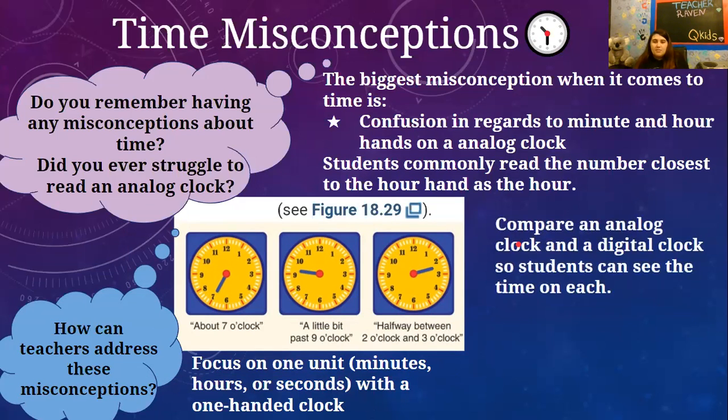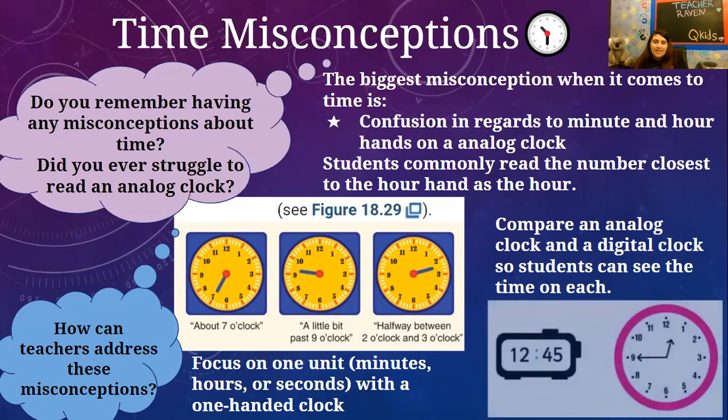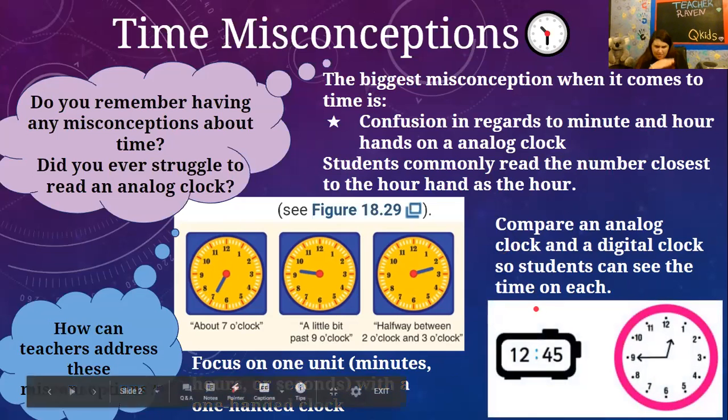They're just focusing on the hour, and then maybe they can talk about skip counting in minutes later on. Another way we can address this misconception is to compare an analog clock and a digital clock so they can see the time on each. So they can see this is 12:45 on an analog clock, and this is 12:45 on a digital clock.